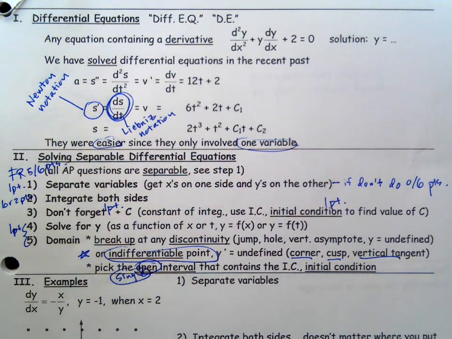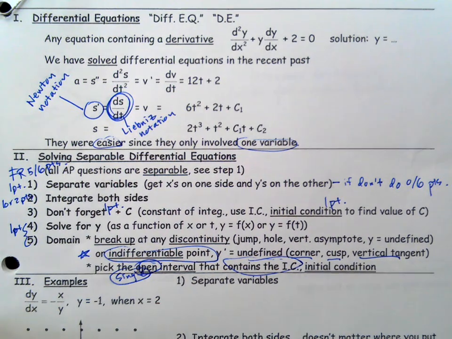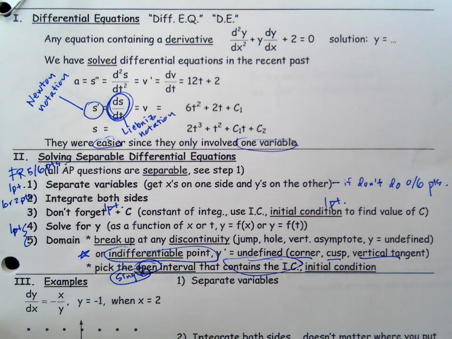Domains usually can have several chunks, but we're only going to pick one piece of it, and it's got to be open, which means open dots, parentheses, and interval notation cannot include the endpoints for sure, even if they would normally be okay. And you only can pick the one chunk that contains the initial condition, because that's where this problem originated from. So we have to kind of recognize that.